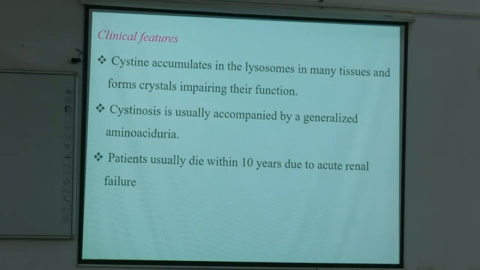And these are the clinical features of this. Clinical features means it forms crystals. First thing, it is aminoaciduria, and if a person has this, there may be chances of death. If the disease persists and is not manageable, then it easily causes death.